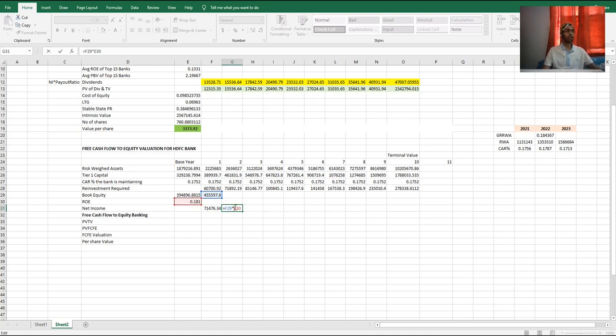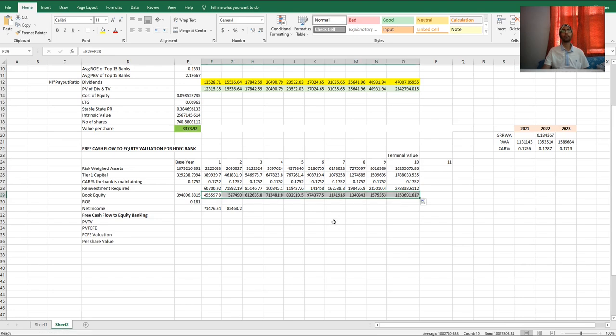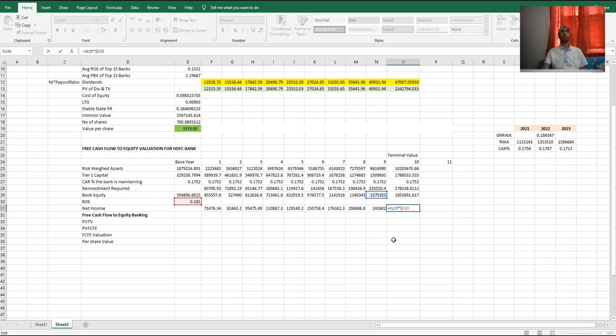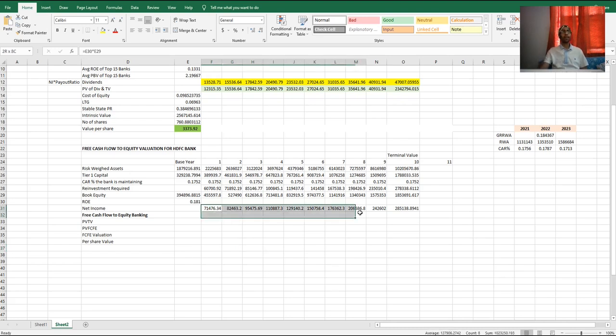So let us log this number. And what we'll do is we'll extend the book equity till year 10. Therefore, we can extend the net income also likewise. Just to confirm, even the last year, net income at year 10 is equal to book equity at year 9 multiplied by return on equity. Okay. So we are in the right path in terms of the calculation at least. So we have the net income numbers.